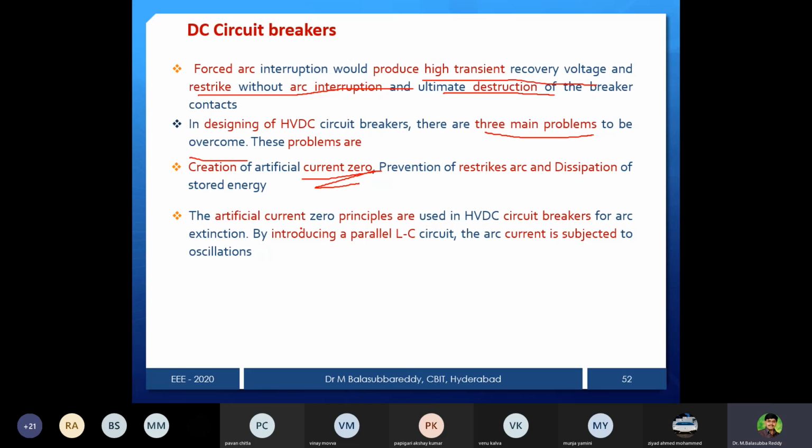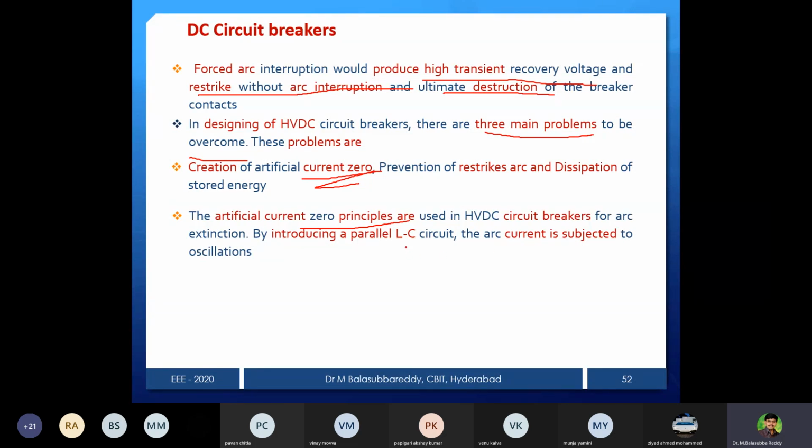This artificial current zero principle is used in HVDC circuit breakers for arc extinction. So our intention is the same again: the current has to be brought to zero and we have to quench that arc, and finally the current is minimum. To quench that arc, we can make use of the current at the zero condition, by introducing a parallel LC circuit, which generates an artificial current zero instant.